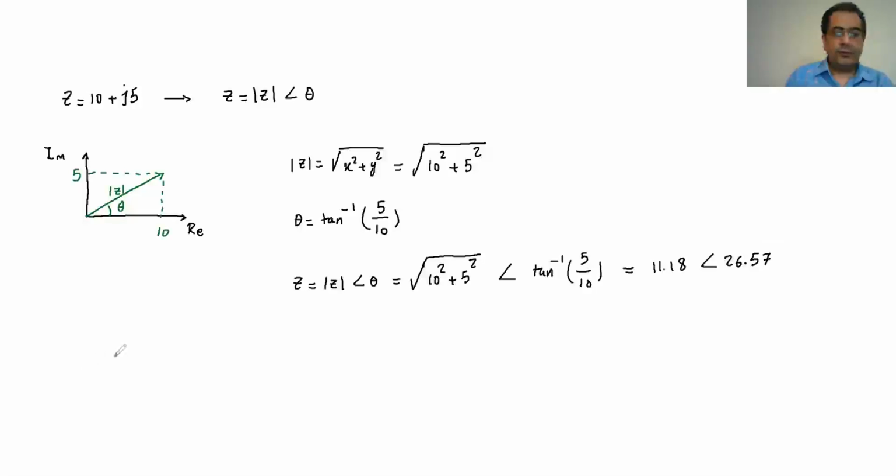Just one point about the tangent: I'm giving you an example here. Sometimes, for example, instead of having a 10 and 5, assume you have a negative 10 and 5. So assume that z is negative 10 plus j5. If you draw that, with the real axis and the imaginary axis, it's going to come out somewhere here.